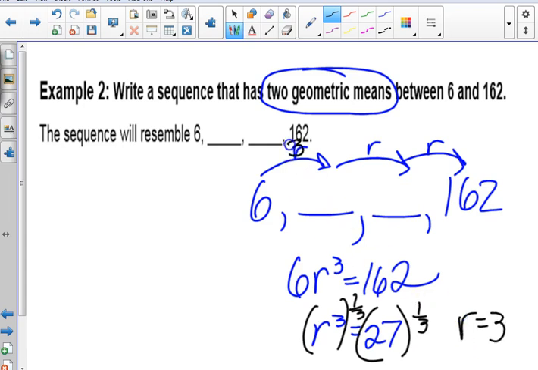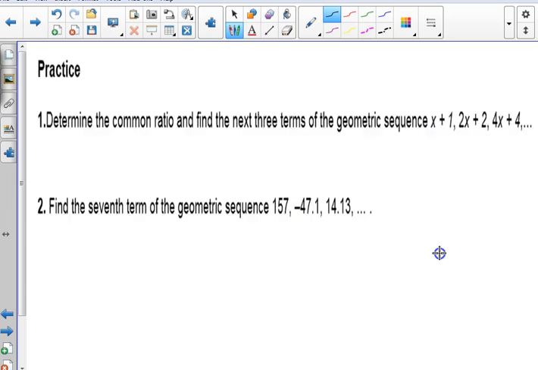Self-checking question though, right? 6 times 3 is 18. 18 times 3 is 54. And 54 times 3 better come out 162 or we did something wrong. Even if R was some disgusting decimal, it should come out close to 162 or you did something wrong of finding what you're multiplying by.